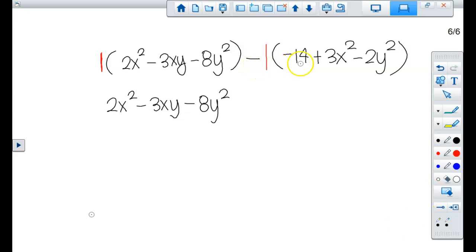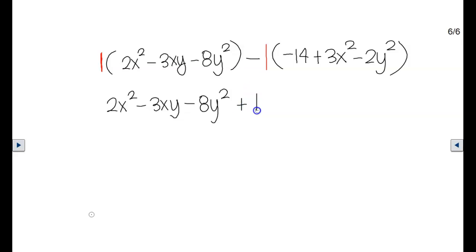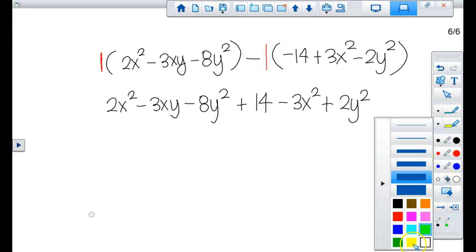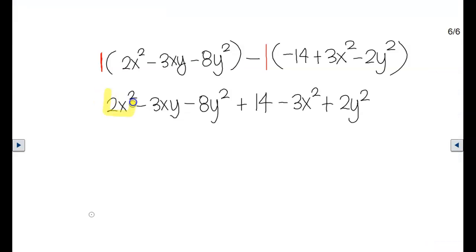So we do negative 1 times negative 14, which is positive 14. Negative 1 times positive 3x squared makes him negative 3x squared. And negative 1 times negative 2y squared, positive 2y squared. So notice on the subtraction problems that every single sign in that second polynomial will change. Like terms need to be put together.